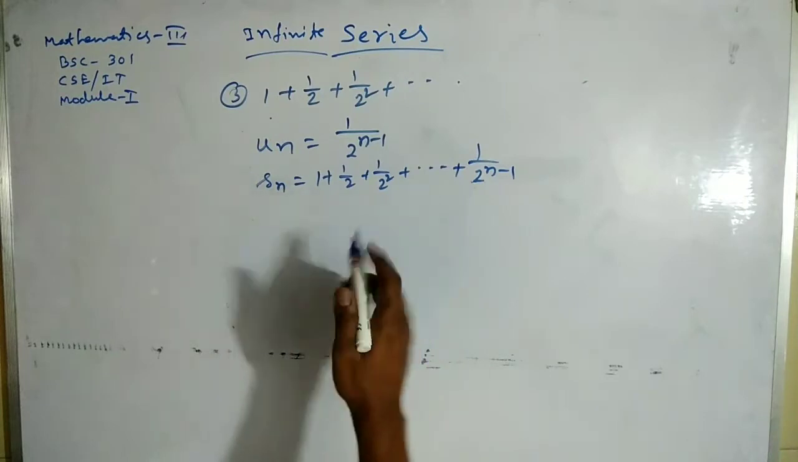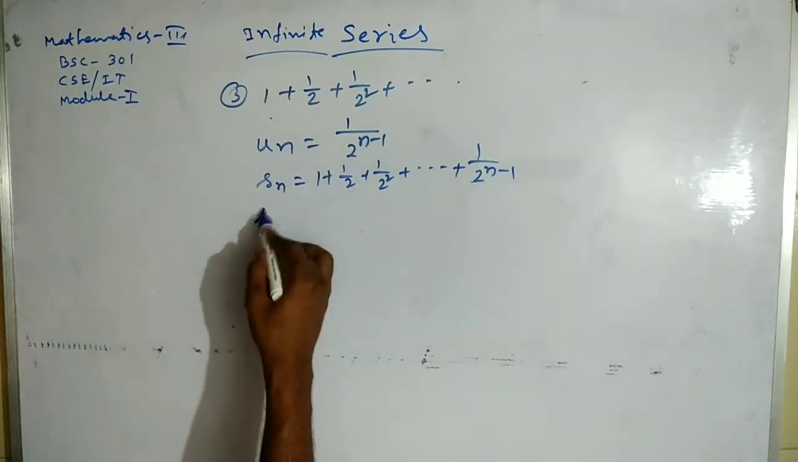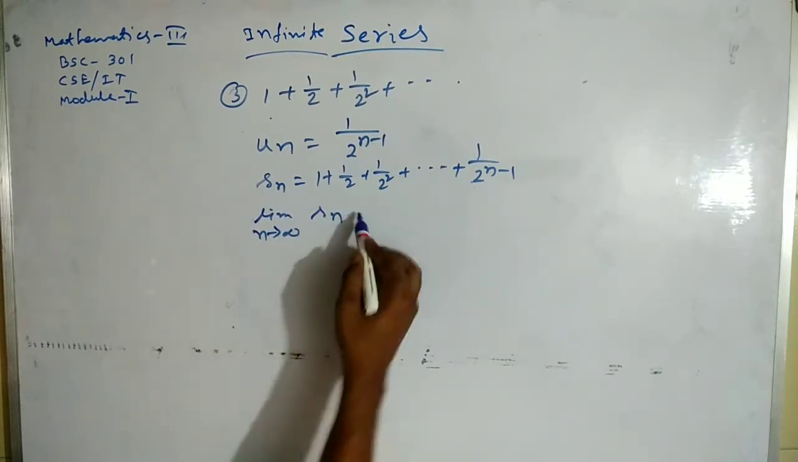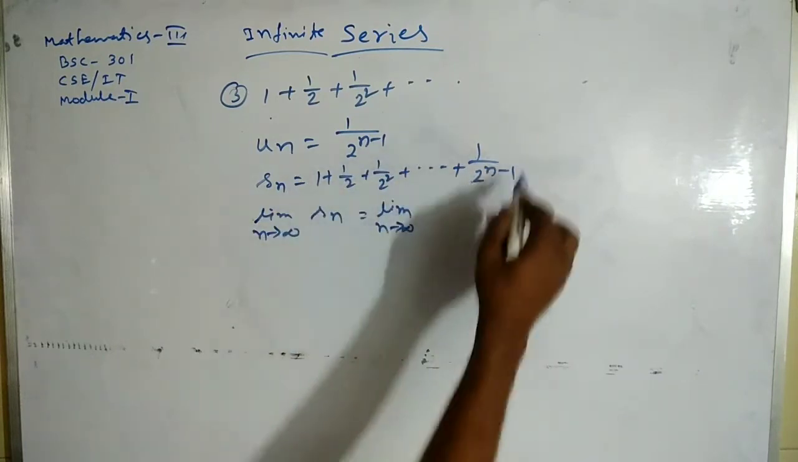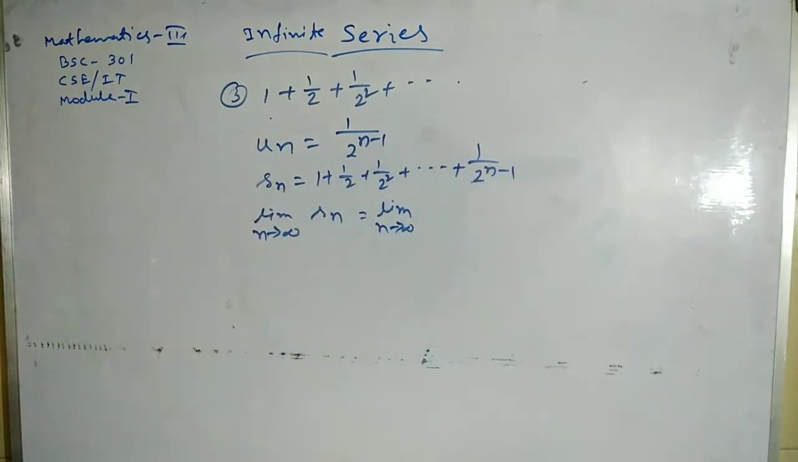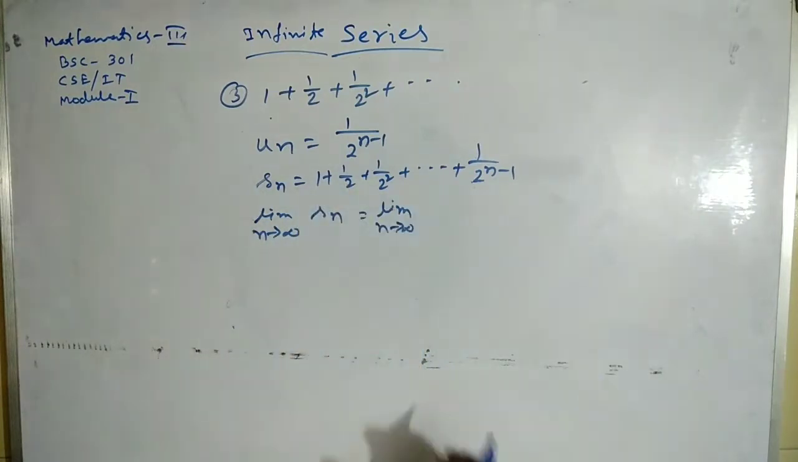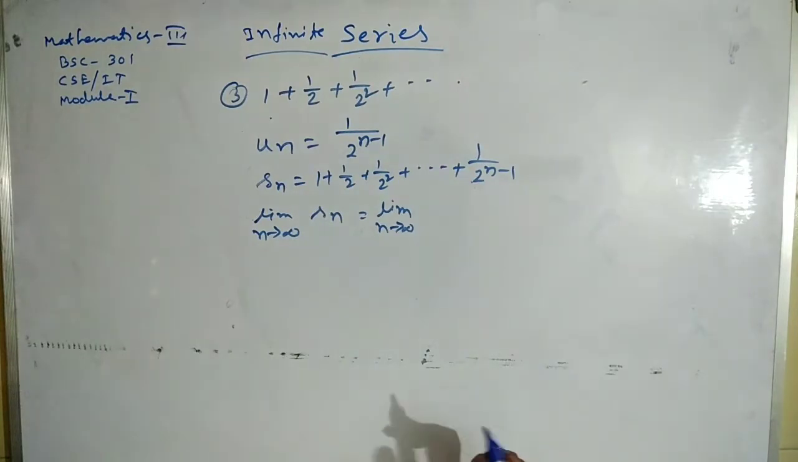Okay, now we have to find the limit of Sn when n tends to infinity, that is limit n tends to infinity, this term. Now you can see that this is a GP series. Okay, this series is in geometric progression. Now what is the common ratio? Common ratio is 1 by 2, half.